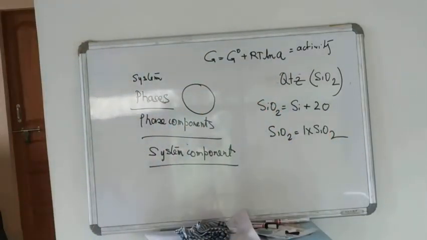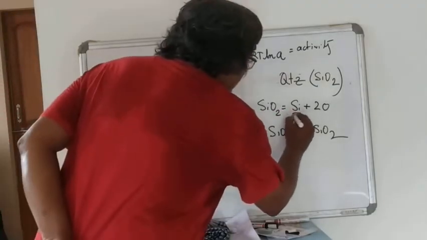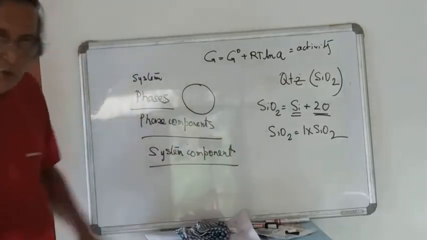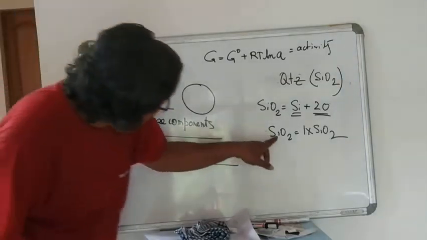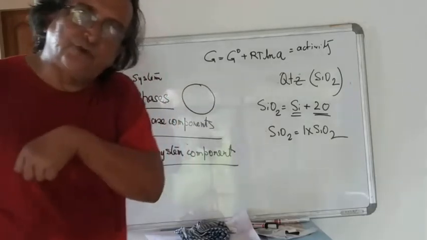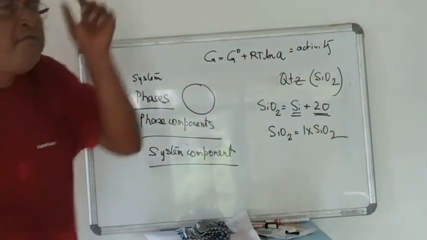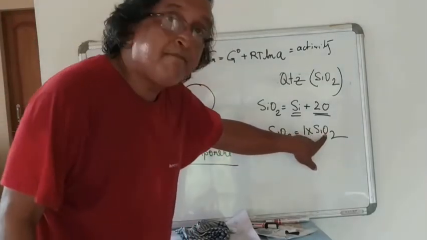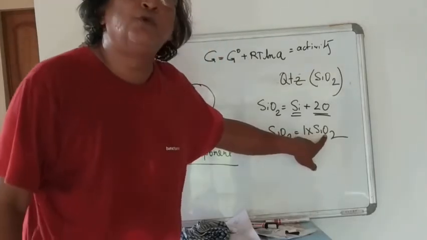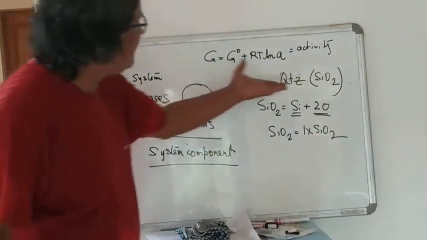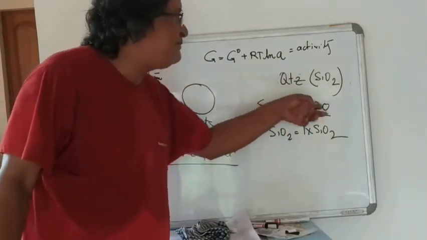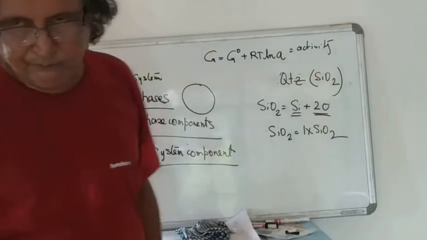Why am I writing like this? Here, I can describe SiO2 by two components, or I can write SiO2 as SiO2. Which one will I choose? Remember the definition: minimum number of components. So, what is the number of components here? SiO2, because you can describe the chemical variability of your quartz with just SiO2. You don't need Si plus 2O, that will make it two components.